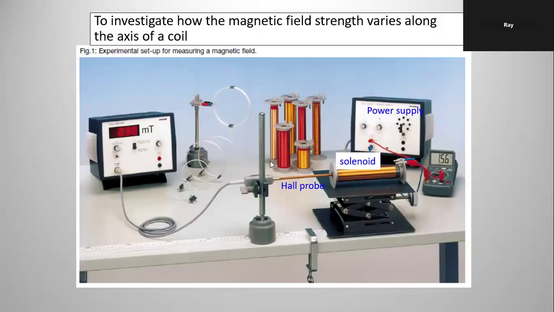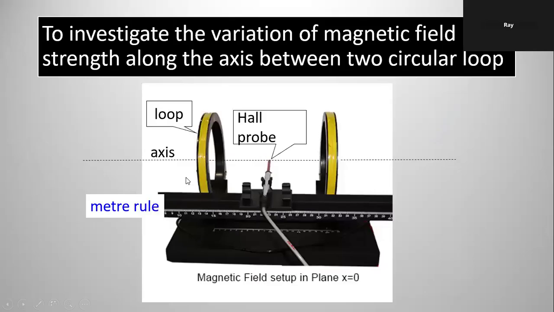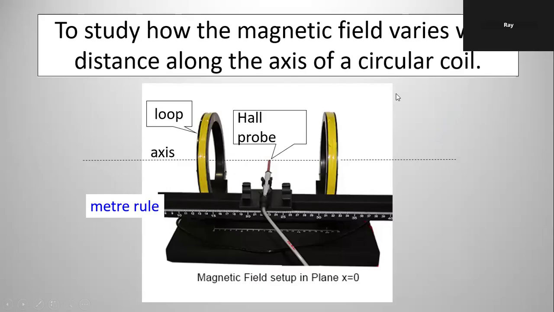This is to measure the field using a Hall probe within the solenoid. There's a power supply, the Hall probe apparatus, and a solenoid. These are all set up. We can move the Hall probe 1 cm on the left side and right side, then study how the field varies. To investigate the variation of magnetic field strength along the axis of the two circular loops. This is more for Paper 5.